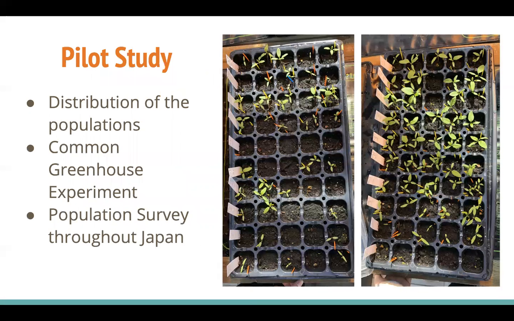So, to better understand whether or not different management strategies should be used for management of Solanum carolinense, we must first understand the distribution of the 7 surveyed populations. We will then be able to better understand the pilot data from a common greenhouse experiment in Forest Grove, Oregon, and a population survey from throughout Japan.